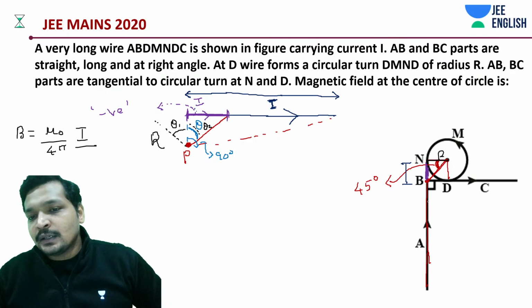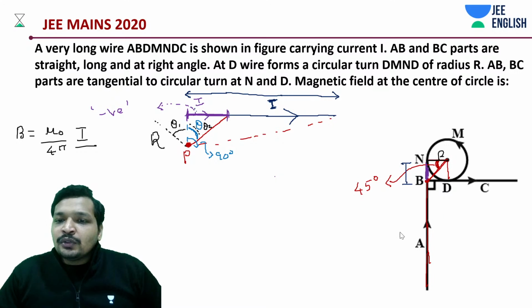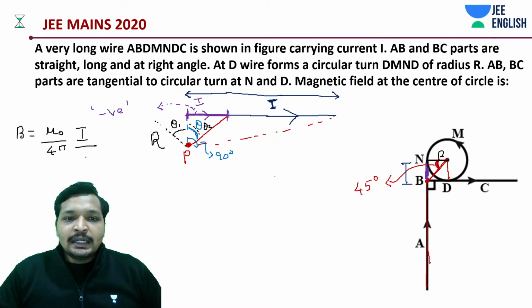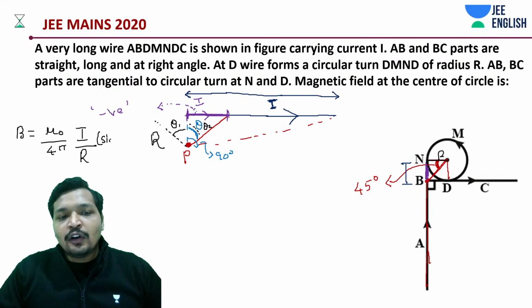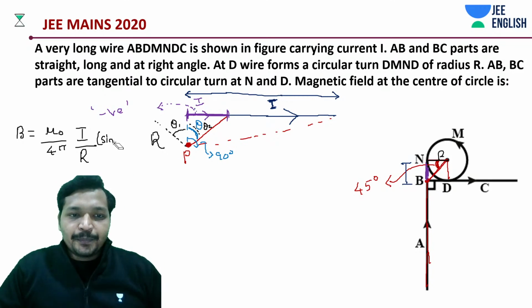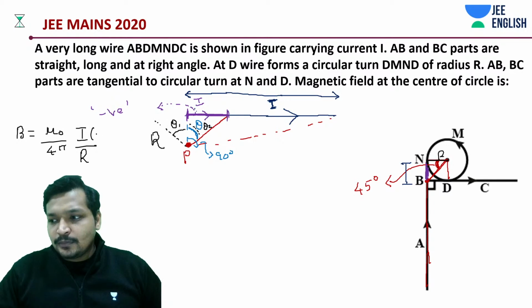And the blue part is the one on the bottom. Okay, so what is that going to be in this case? In this case, it is going to be mu naught I divided by the distance r, into sine of theta 1 plus sine of theta 2. Exactly, this is what it would look like. Okay. It is sine of theta 1 plus sine of theta 2.